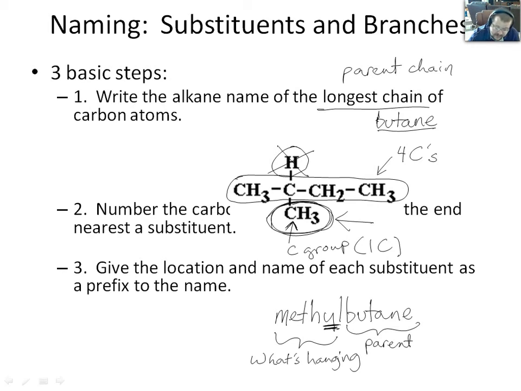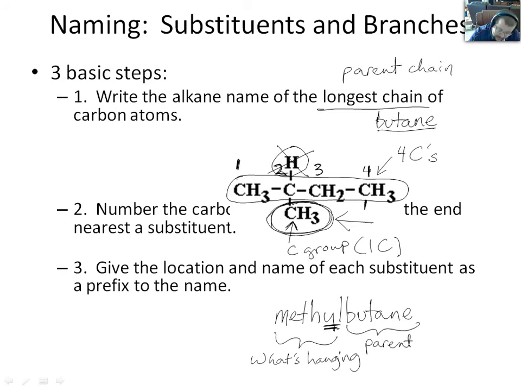And we want to give it the lowest position number that we can possibly give it. So I could name these 1, 2, and I'm numbering the carbons in my parent chain, 3, and 4.